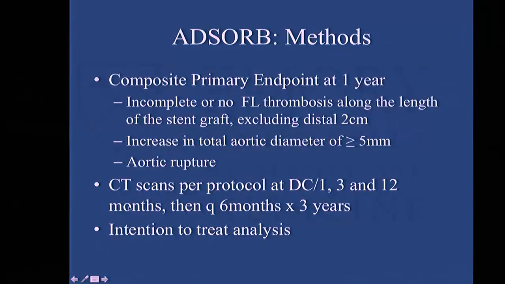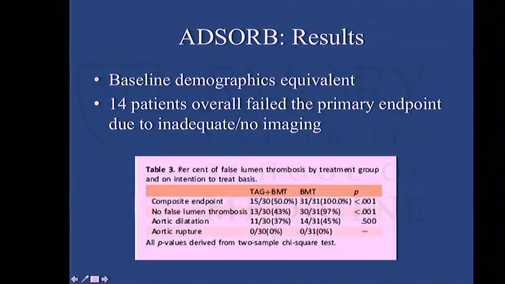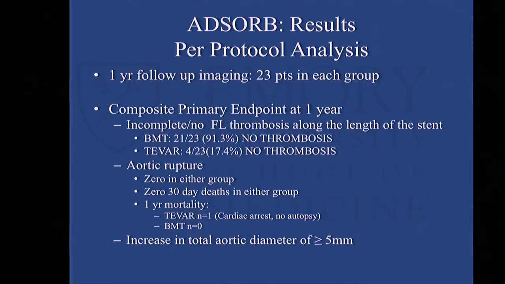So, incomplete or no false lumen thrombosis along the length of the stent graft. An increase, did the aorta grow? Did the aorta rupture, basically? So, remodeling, did it grow? They had 14 patients fall out because they had inadequate or no imaging. To cut to the chase here, so they only had 23 patients at their 1-year follow-up in each group.